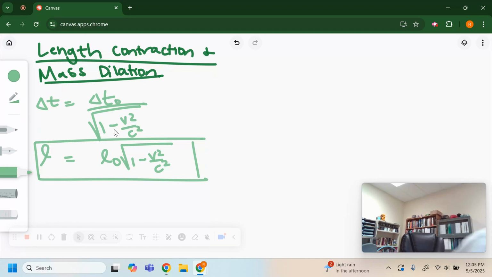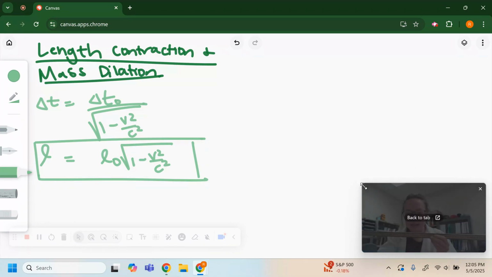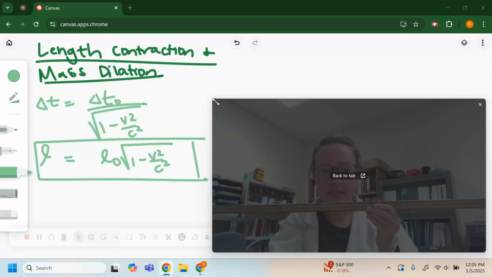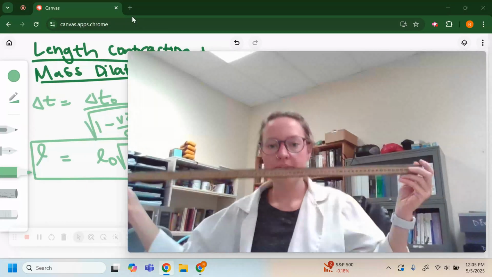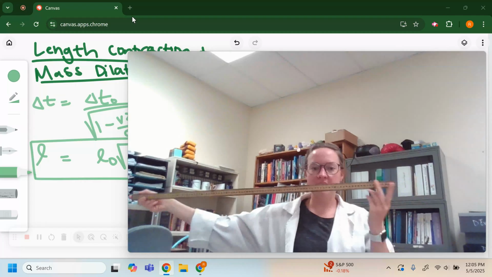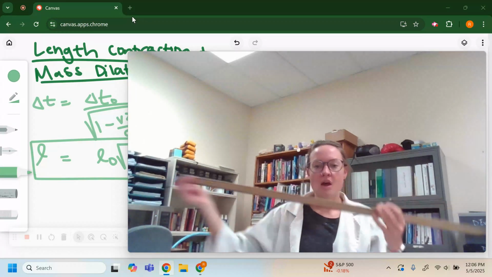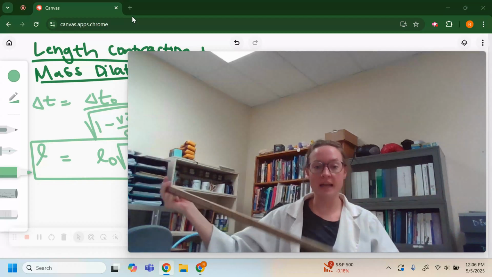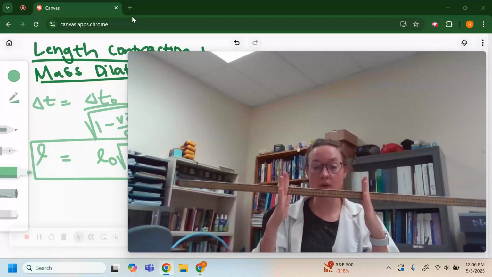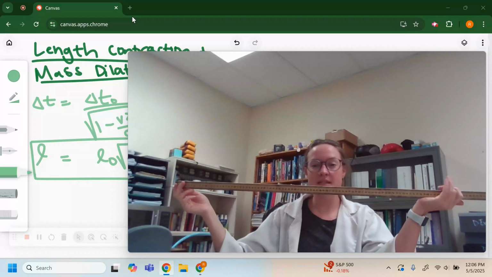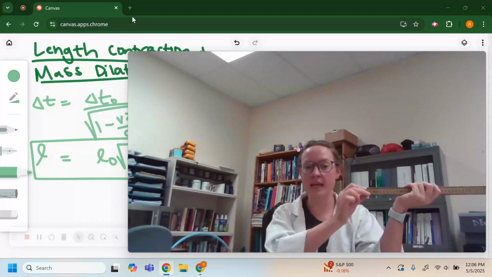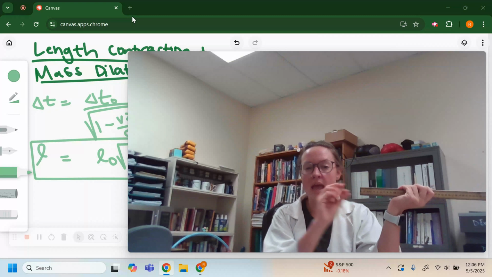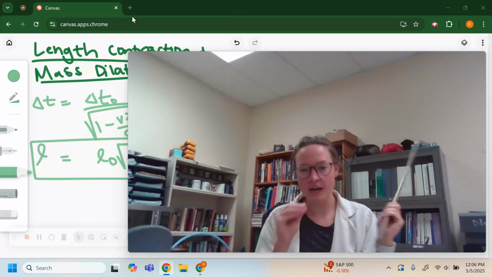Let me show you what I mean by this. Okay, here we go. If I have this meter stick, let's make it nice and big here. If I have this meter stick and say that I move it to the side this way, this meter stick will contract in length this way. It will get shorter. What will not happen to this meter stick is that as I move it this way, it will not get skinnier. It will only contract in the direction of the motion.